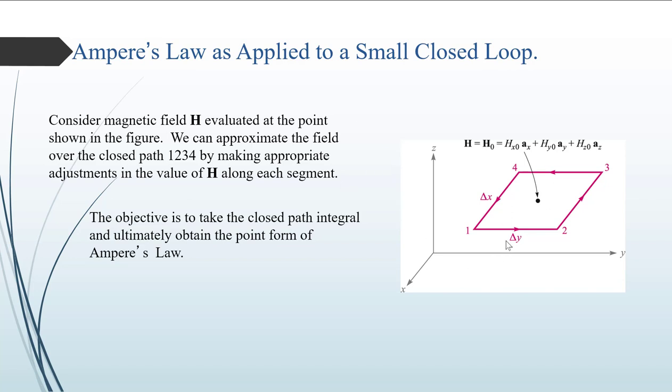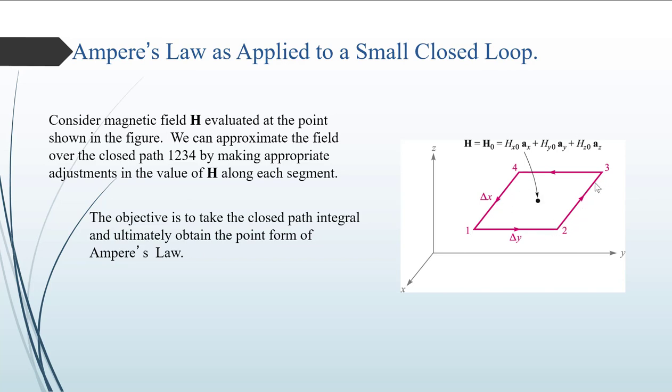So consider a magnetic field H evaluated at the point shown in the figure. Here at the center of this loop, we are going to find the magnetic field intensity. For this, we consider a closed path 1, 2, 3, 4, making appropriate adjustment in values of H along the segment. So H is circulated around this closed path. For every segment, there is an H value.